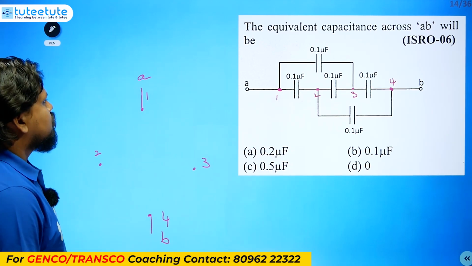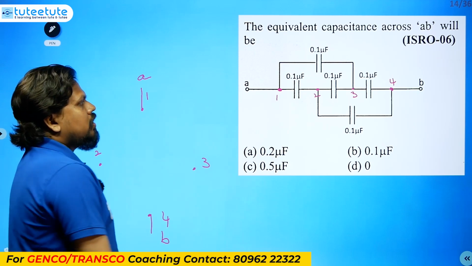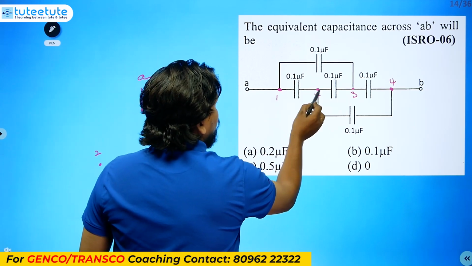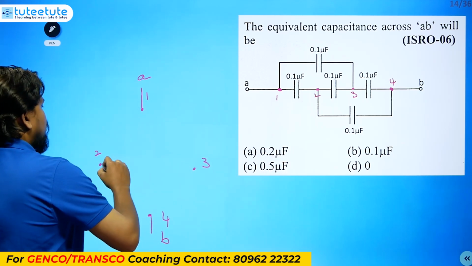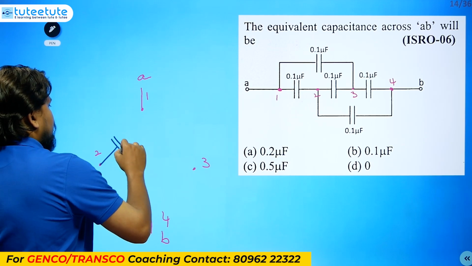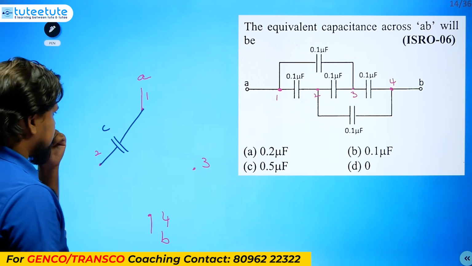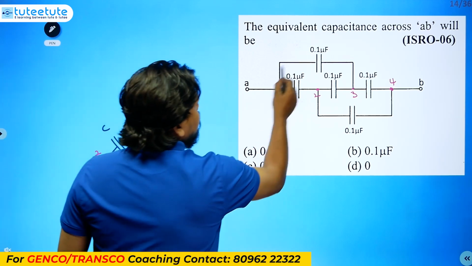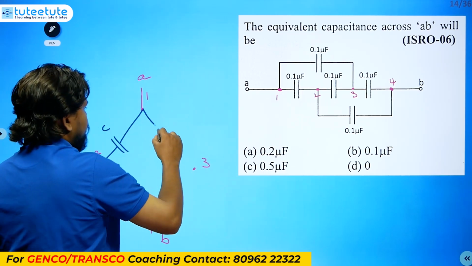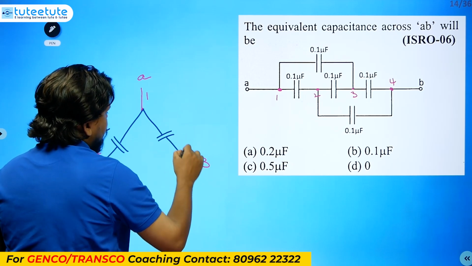So let's recreate this circuit again. This one is between 1 and 2. Between 1 and 2 some capacitance is there. Let's take this one as C first, later we can change. Between 1 and 3, is anything there? Yes, another one is there. Between 1 and 3, C.